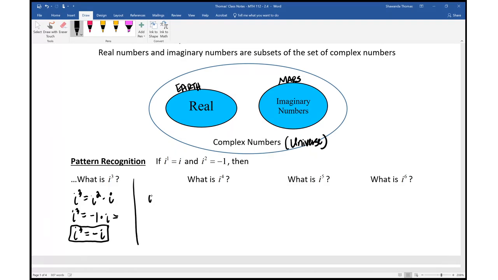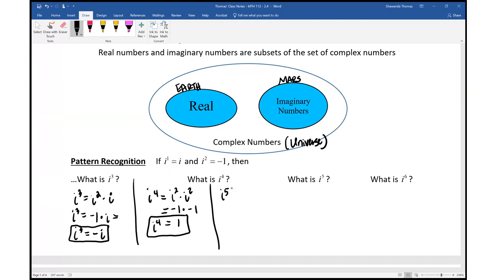What about i to the fourth? Well, you can break that down as well. You can say i squared times i squared. It doesn't matter how you break it down as long as those numbers add up to the 4. So we know that i squared is negative 1 times another negative 1. So that is a positive 1. So i to the fourth must equal 1.